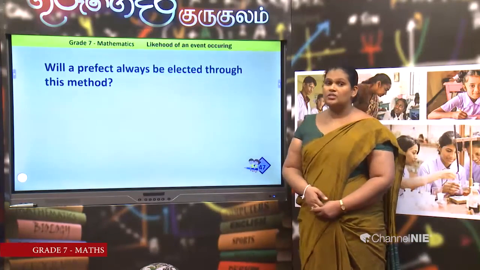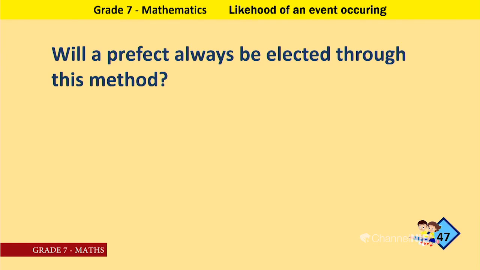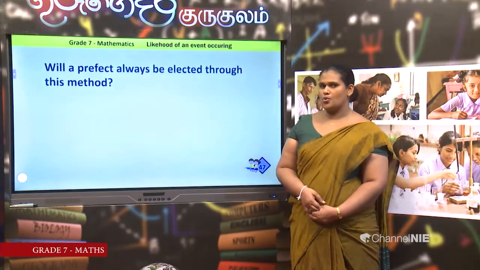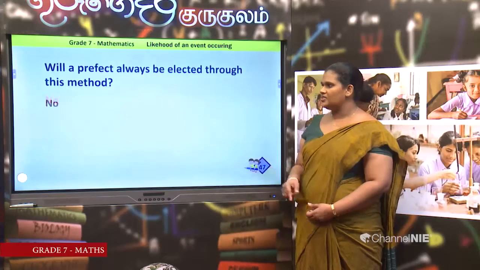Right. Now, the second part. Will a prefect always be elected through this method? Is that a successful method? No, it is not. Why is that?